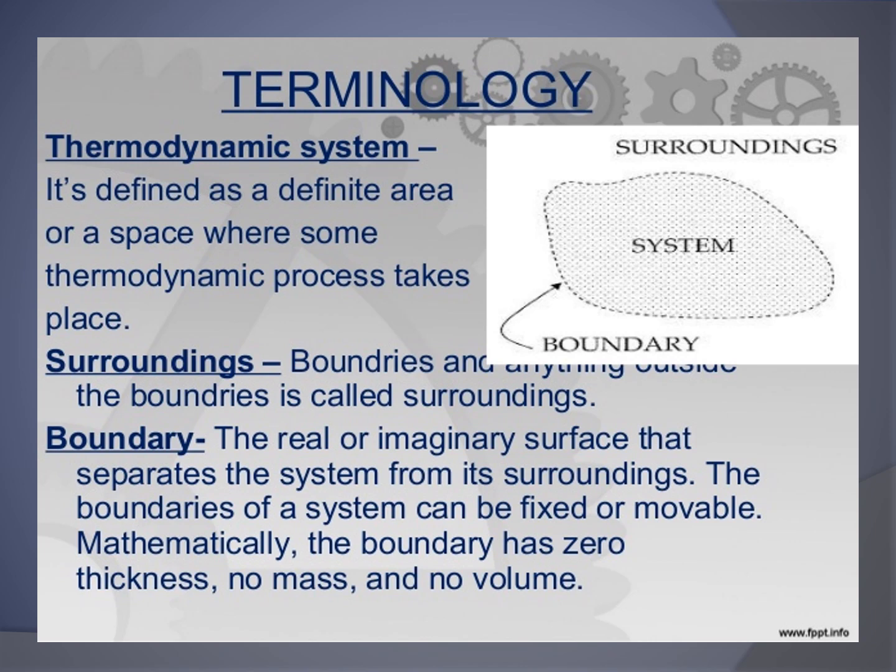So a system is defined as a definite area or a space where some thermodynamic process takes place. See the picture, the closed dotted area. It is a definite area, or it may be defined as a space where some thermodynamic process takes place. So the area or space where a thermodynamic process takes place is what we call the system.